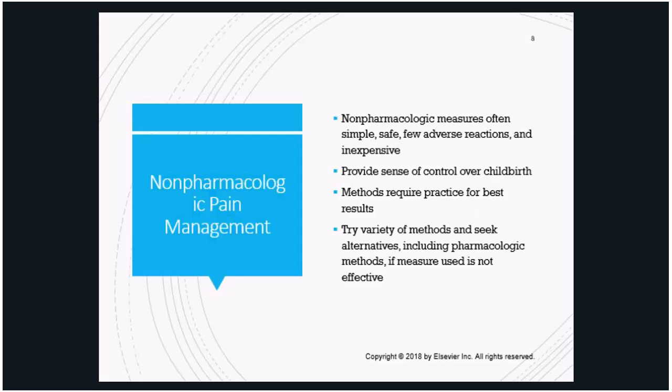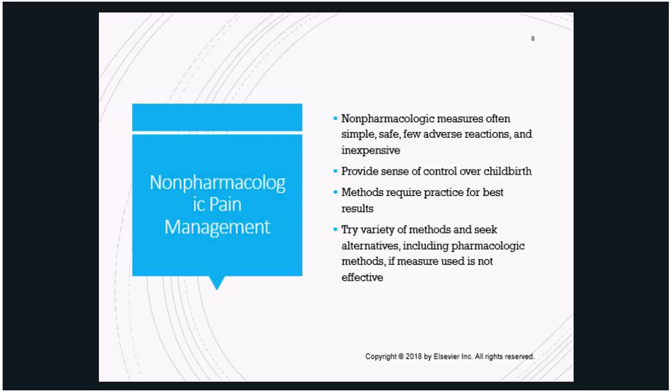Non-pharmacological pain management measures are often simple, safe, have few adverse reactions, and are inexpensive. They provide a sense of control over childbirth, and the methods require practice for best results. So patients that want a non-pharmacological birth need to take classes. Birthing classes are very important.